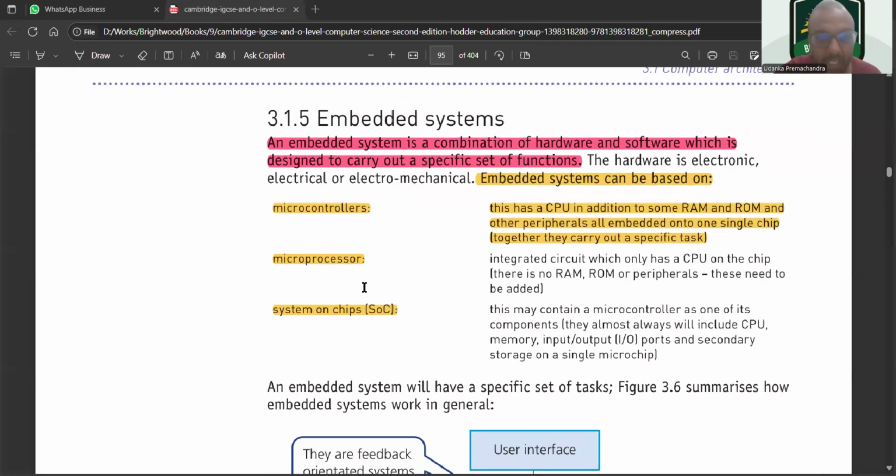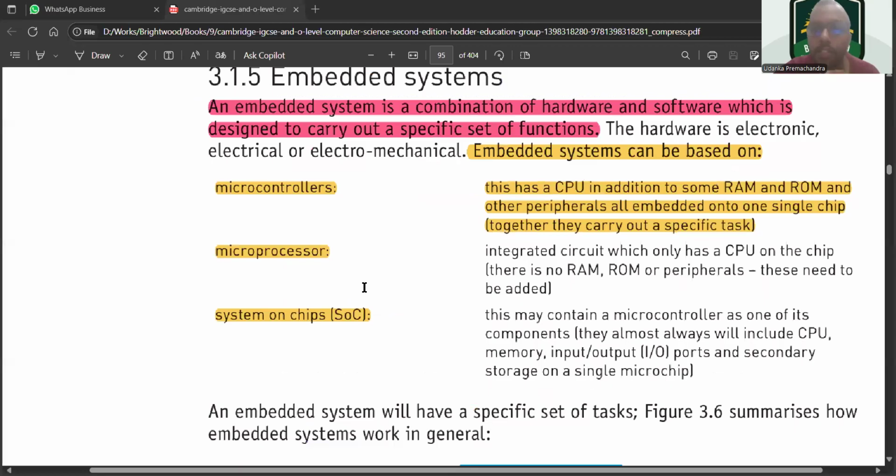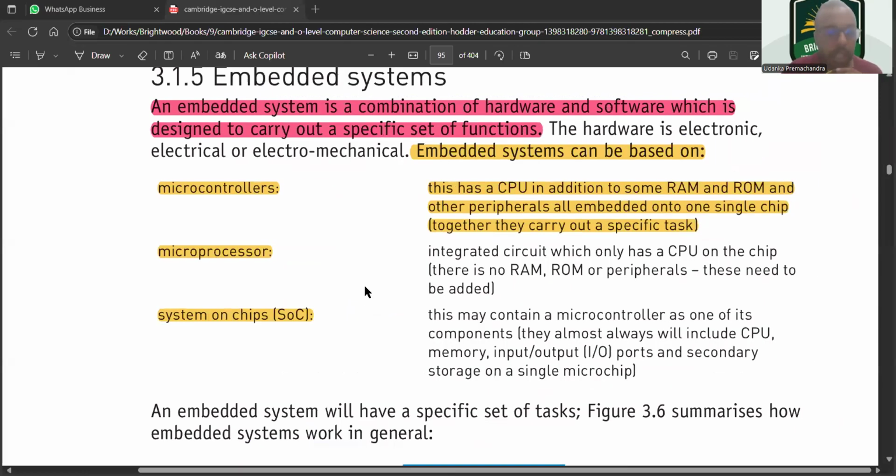Okay, next we will move on to the next part, which is regarding embedded systems. What is an embedded system? It is a combination of hardware and software. Something like an Arduino, do you know? It is a combination of the hardware and the software.